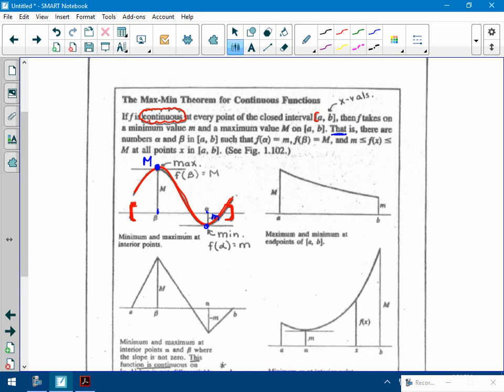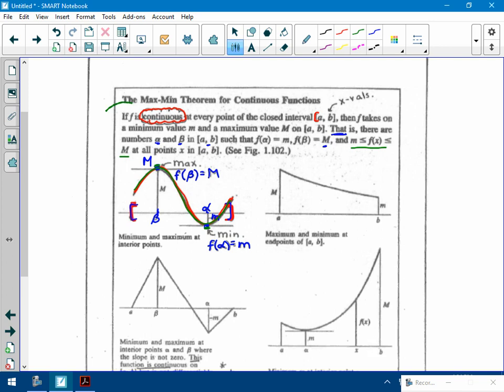and this line here, there are some numbers alpha and beta in [a, b], so that just means somewhere between a and b, there's a value, we'll call it alpha, such that the function evaluated at alpha is equal to that minimum value. And there's a beta, such that the function evaluated at that value is equal to the maximum. Okay, so that takes us to here. And then this last piece here isn't saying all that much. That just says this minimum value and this maximum value, every other function value has to be between those on that interval.